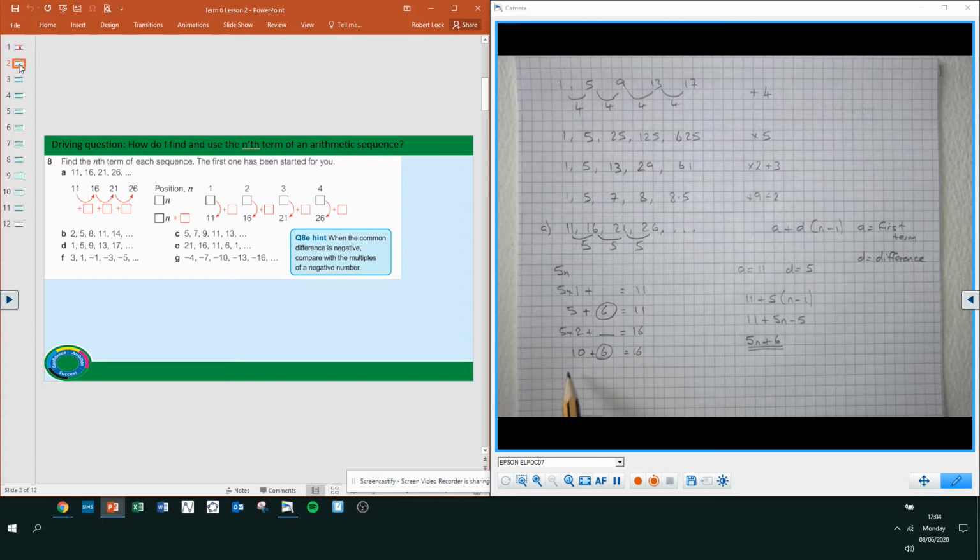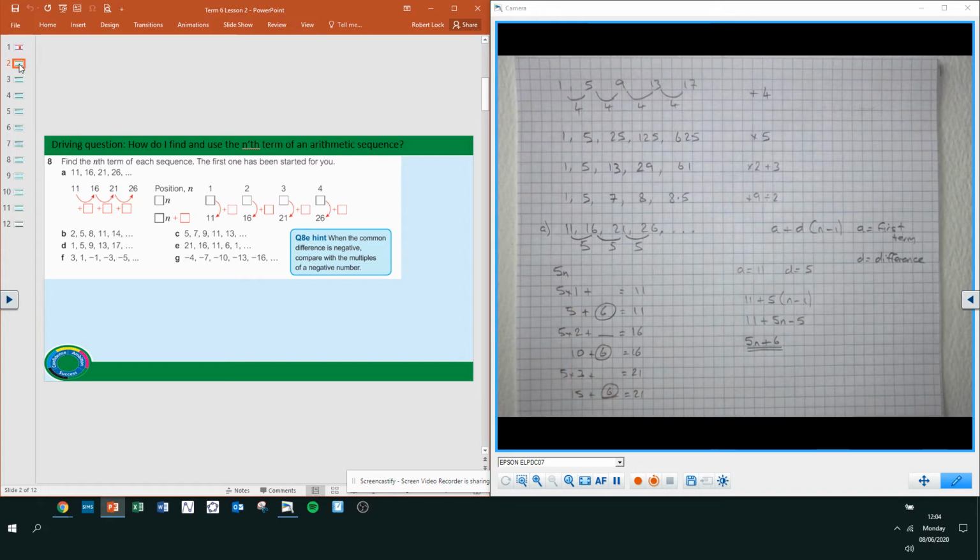So 5 times 3 plus something equals 21. 5 times 3 is 15. Adding something to 15 to make 21, and the answer again is 6. So they're saying you will end up with 5n plus 6 eventually.